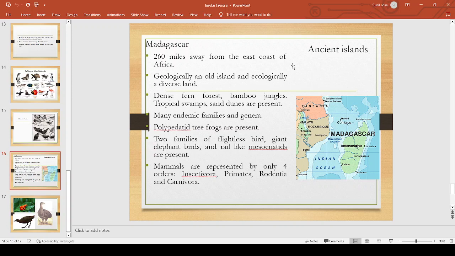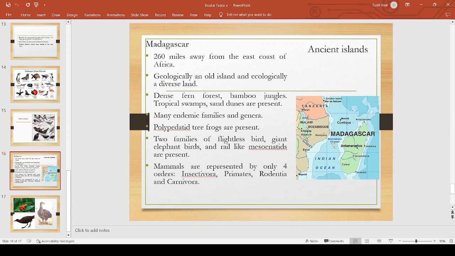Now about Madagascar. Madagascar is a continental island, as I told you earlier, and it is some 260 miles away. 1 mile is 1.6 kilometers, so you multiply 260 by 1.6. Then you will get around 400 kilometers from the nearest country, Mozambique. Because it is nearer to Mozambique, this channel is also known as the Mozambique channel. The Mozambique channel is a very shallow channel. The width of the channel is around 260 miles or 400 kilometers.